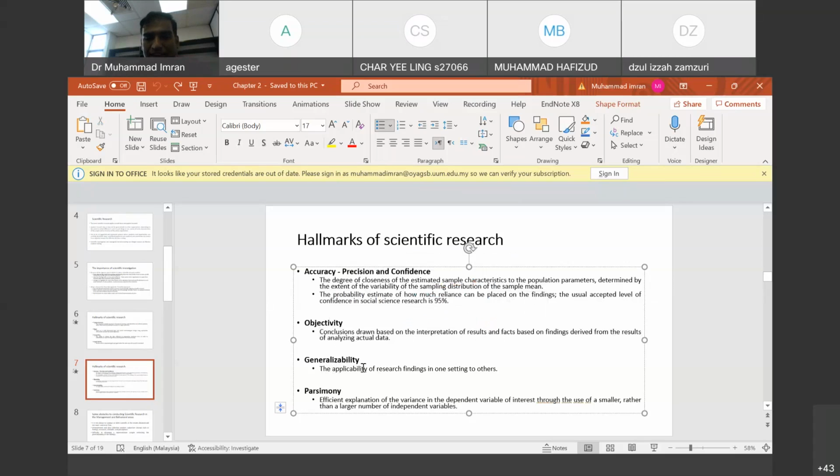This applicability means the findings of research should be applied in a general setting, not only for me, okay? I conducted research to solve a problem I faced, maybe low performance of employees. This is one of the problems facing my organization, my institution.